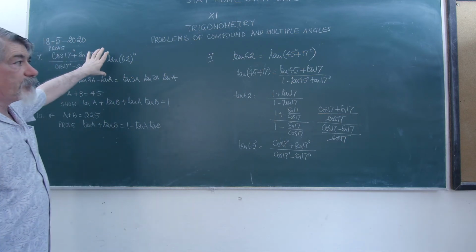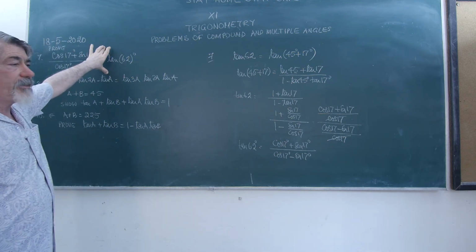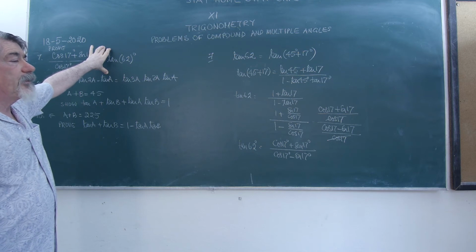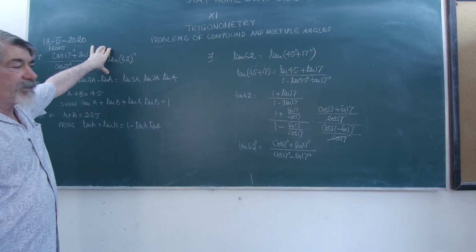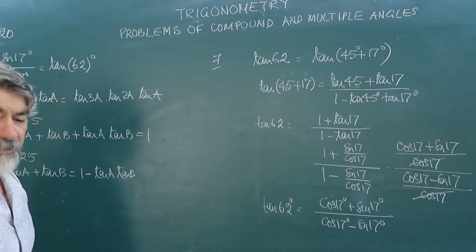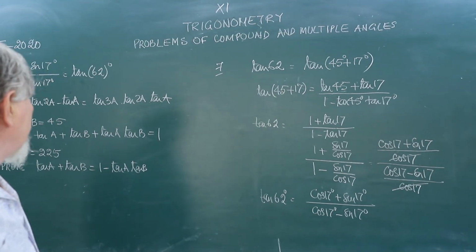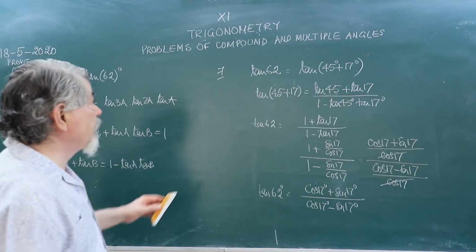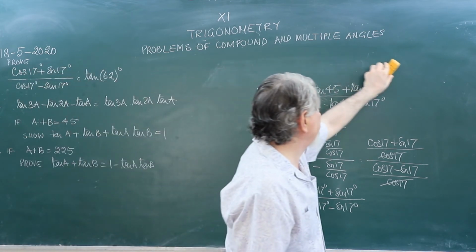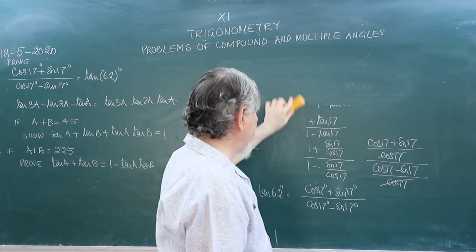So this is question number 7. This is exactly the same. If I remember, I told you tan 56, 45 plus 11. Instead of 17, it was cos 11. Now the next question, the 8th one, we have also done in the beginning. Question number 8 also we have done.